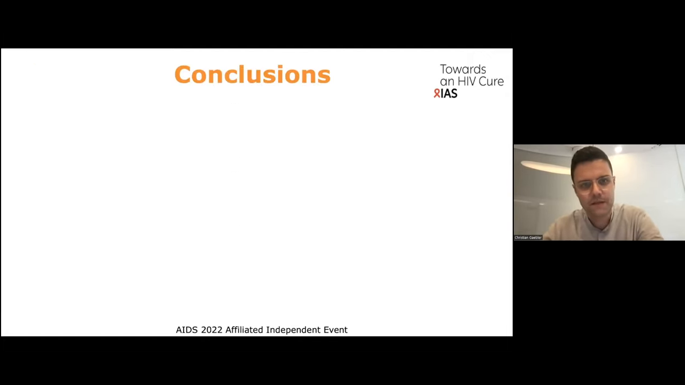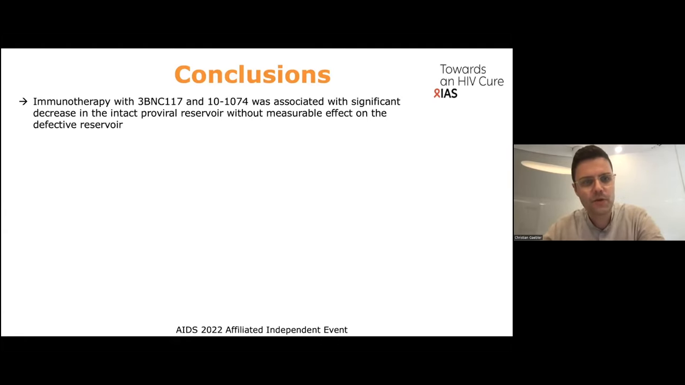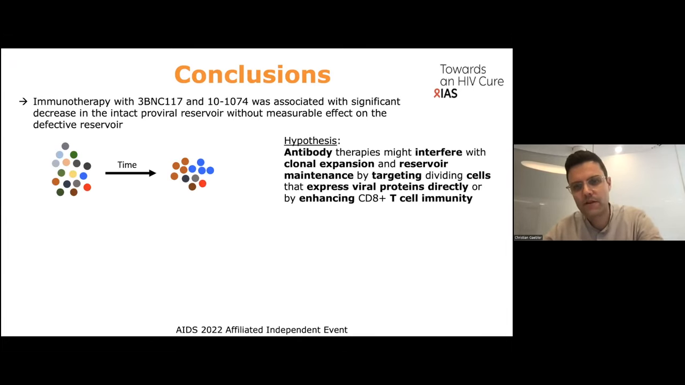So in conclusion, immunotherapy with these two antibodies, BVNC117 and 10-1074, was associated with a decrease in the intact proviral reservoir, but we have not observed a similar effect in the defective reservoir. So our hypothesis here would be that antibody therapies could interfere with clonal expansion or reservoir maintenance by targeting such dividing cells that, for example, are infected with an intact proviral genome that could potentially express viral proteins, and antibodies could do this either directly or by enhancing CD8 T cell responses.